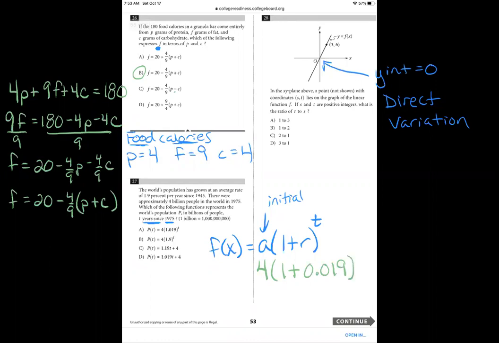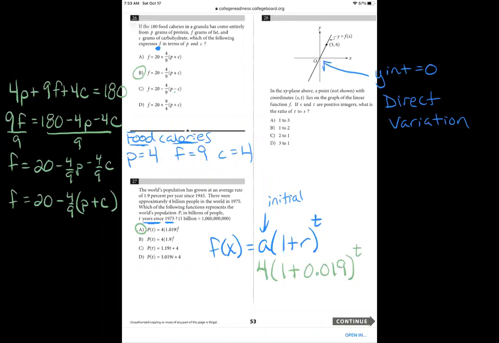And then we have the T representing years since 1975, but we don't actually have to solve this. We're just choosing the equation. So the equation that matches this would be option A, where we just go ahead and take the 1 plus 0.019. And last one on this page, 28.